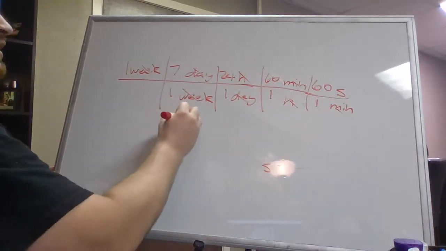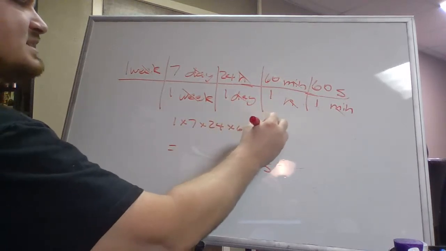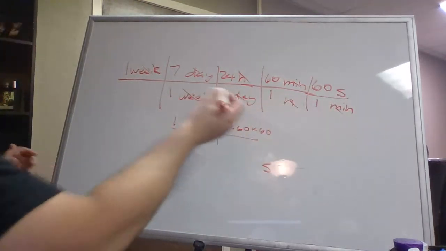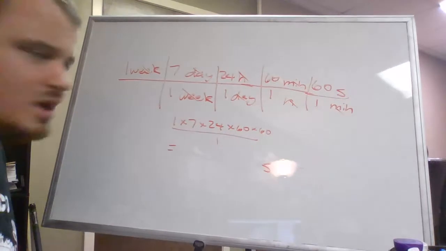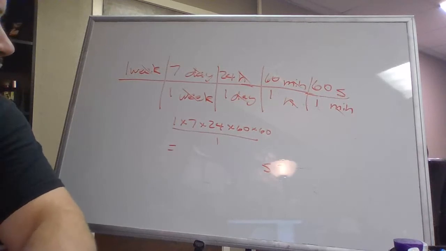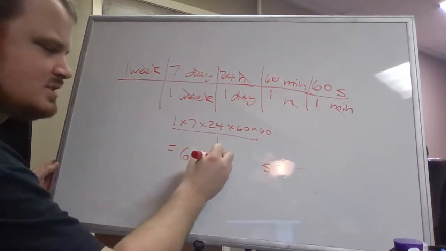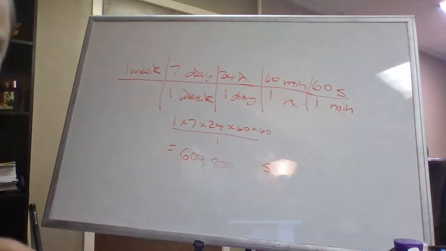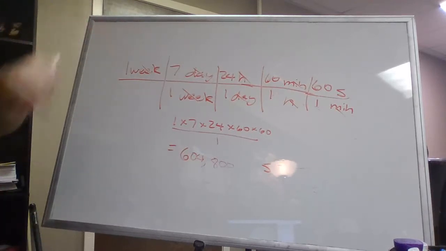And what we have on top is 1 times 7 times 24 times 60 times 60. And look on bottom, it's a whole bunch of ones divided by 1. That's not going to make any difference. All right, you see how that works? And so we have 1 times 7 times 24 times 60 times 60, and we get 604,800 seconds. So that is what we get when we have 1 week turned into seconds.